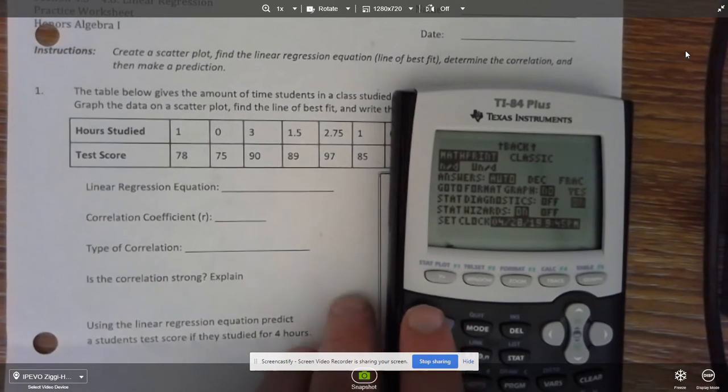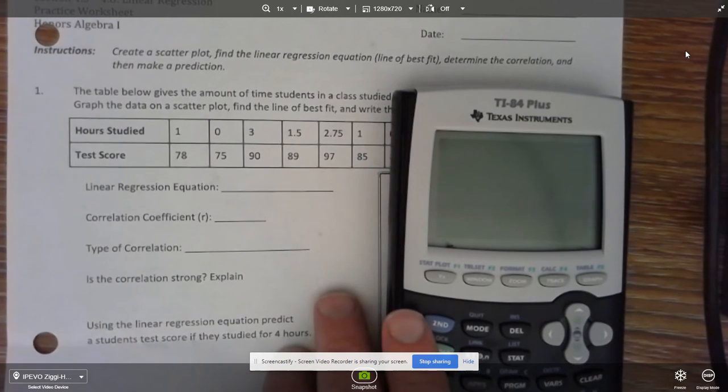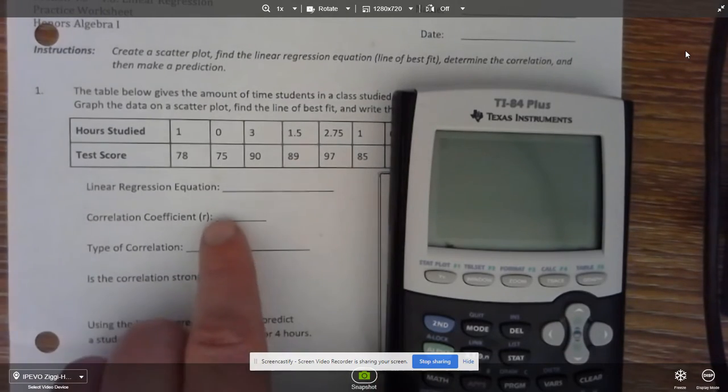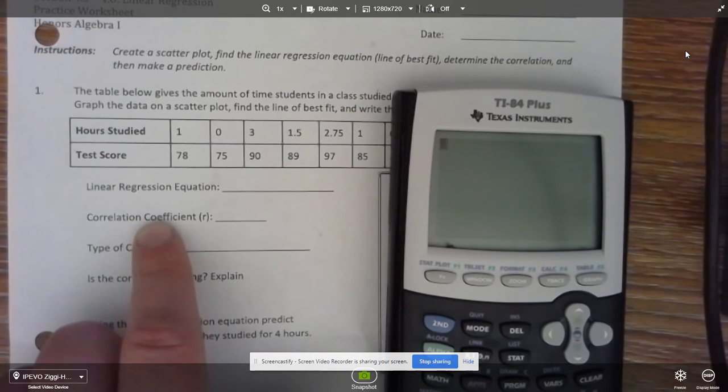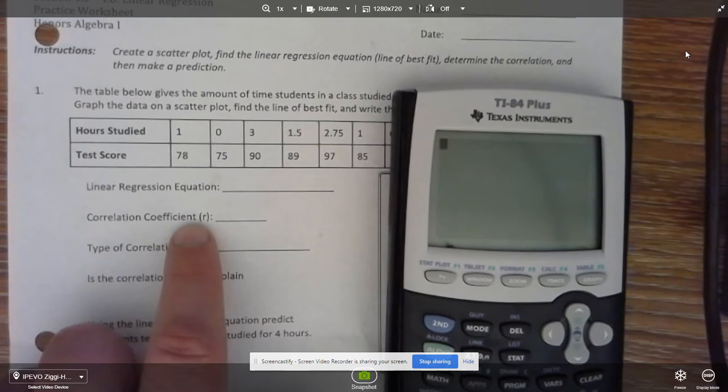Now we're going to go back to the home screen by hitting second and mode, and that quits out of where we were. So what we want to do is put this data into the calculator and get a linear regression equation and a correlation coefficient. The correlation coefficient tells you how strong the relationship is. If it's 0, that means there's no correlation. If you're at -0.5, it's a weak negative correlation. Positive 0.5 is a weak positive correlation. A 1 is a strong positive correlation, and a -1 is a strong negative correlation.